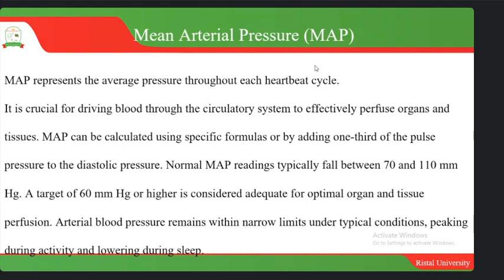So arterial blood pressure remains within a narrow limit under typical conditions, and it may peak during activity and lower during sleep. So when someone is very active, the arterial blood pressure also rises because the body is trying to help engage someone in the activities. You remember when someone is doing an exercise, he needs a lot of energy, and for that reason the body also has to adapt, whereby the heart will be able to pump blood very fast in order to sustain the activity which that person is performing.